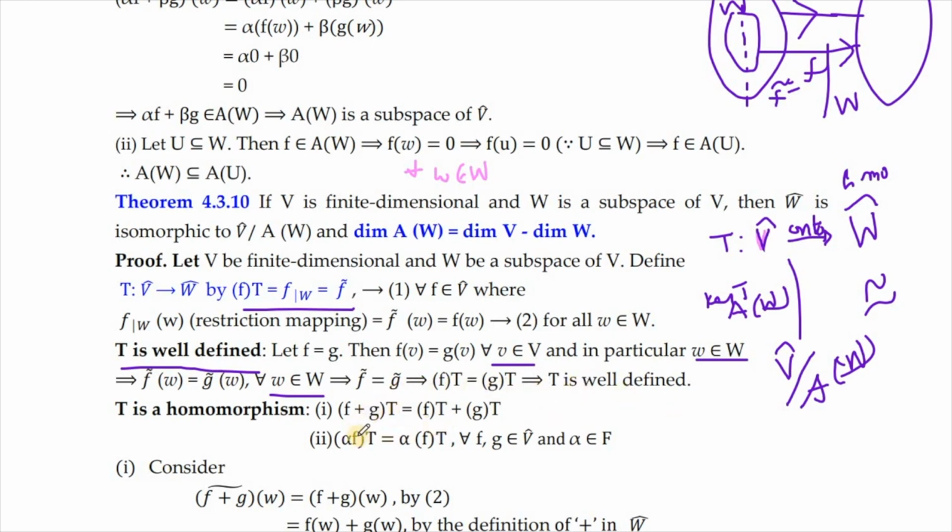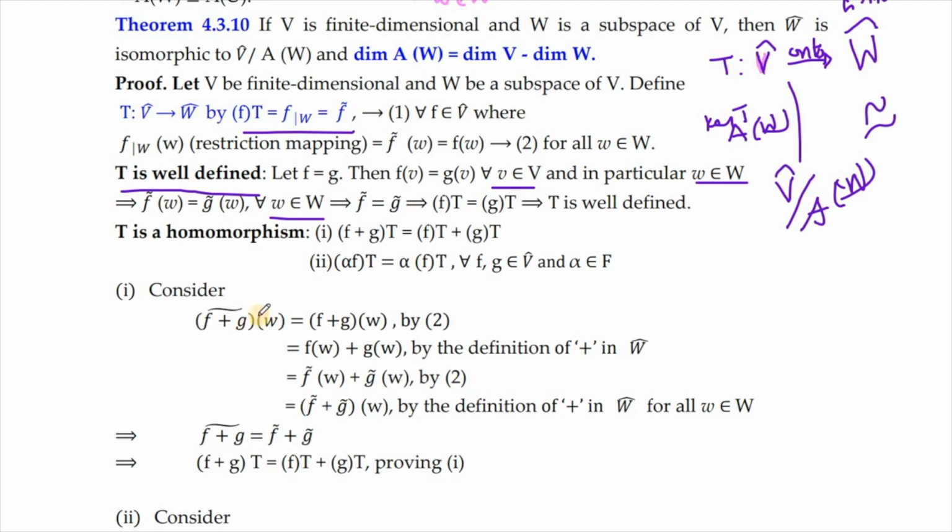For homomorphism, additivity and scalar multiplication, these are the conditions to be checked. So we consider the LHS of this, which by the definition, by equation 1, is nothing but F plus G tilde of w. And so this is nothing but F plus G of w. For convenience sake, suppose we take F plus G as some P, so that P tilde will be equal to P of w, where P stands for F plus G.